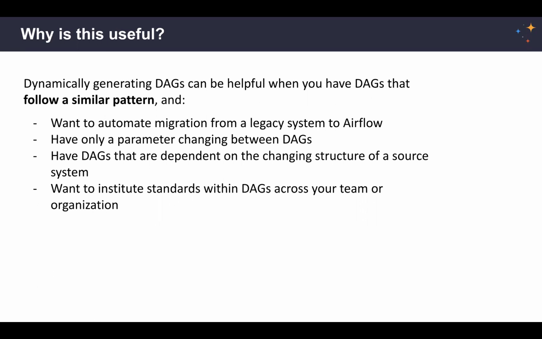Maybe you have DAGs that are exactly the same, but only have a parameter that changes between them. So, DAGs that are loading data into tables in a data warehouse, and you have a lot of those tables, but otherwise the DAGs do the same thing. You might have DAGs that are dependent on the changing structure of a source system.